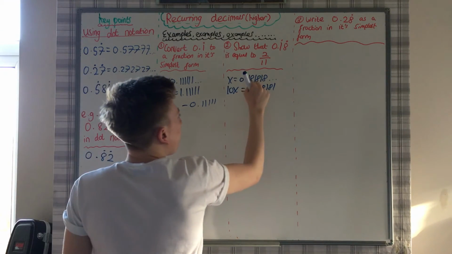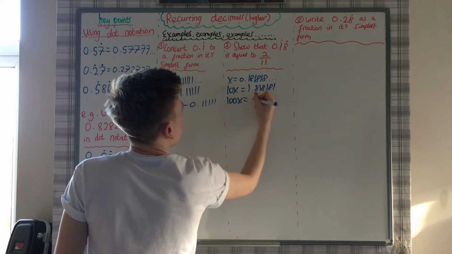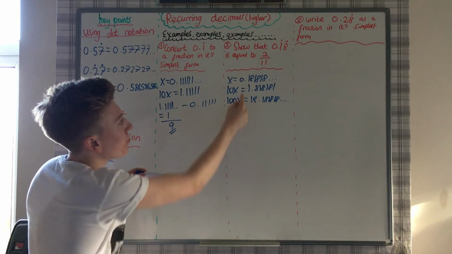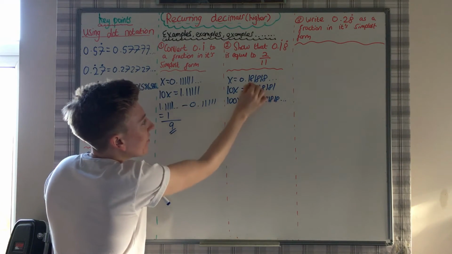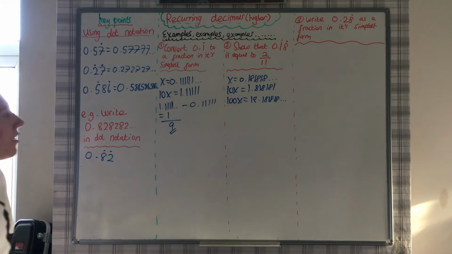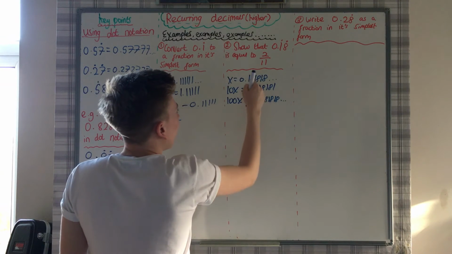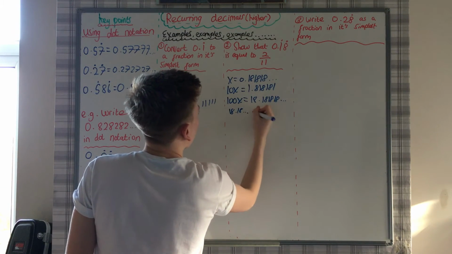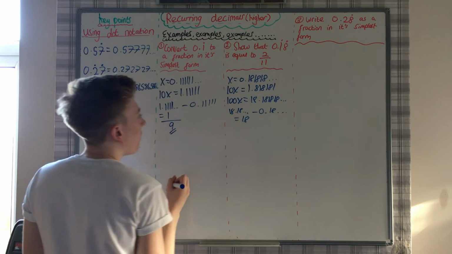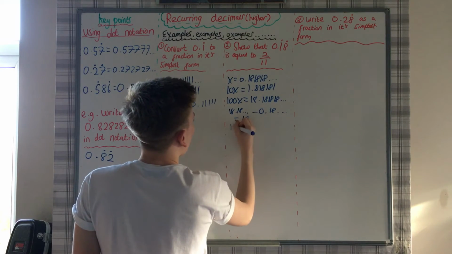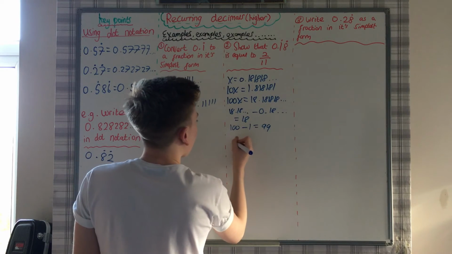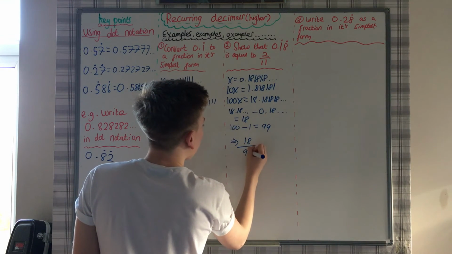However, if we multiply this by 100, then we get 18.181818 and so on. Now, if we subtract x from 100x, this 18 after the decimal point will cancel and we'll be left with just 18. So on the top, we're going to get 18.18 and so on, subtract 0.18 and so on, which is going to give us 18. And on the denominator, we're going to get 100 minus 1, 1x subtracted from 100x, which is 99. So as a fraction, we're going to get 18 divided by 99.